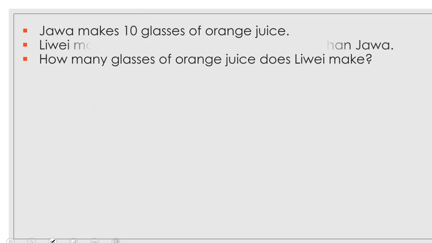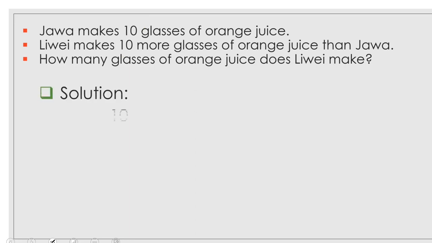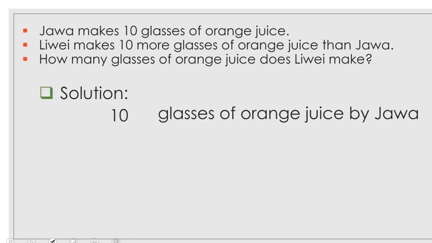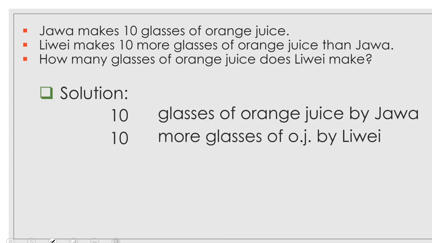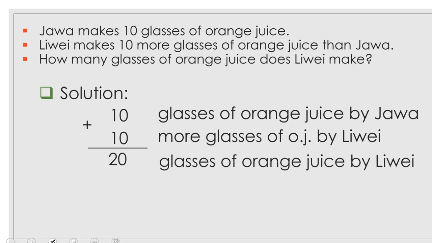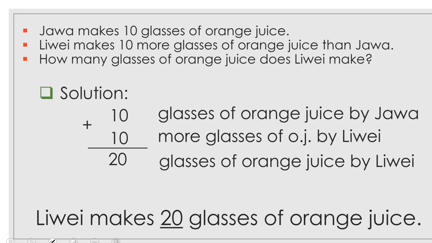So let's proceed with our solution. Write down the givens, 10 glasses of orange juice, 10 more glasses. 0 plus 0 equals 0, and 1 plus 1 equals 2, so 20 glasses of orange juice by Liwei. And then, how many glasses of orange juice does Liwei make? Liwei makes 20 glasses of orange juice.